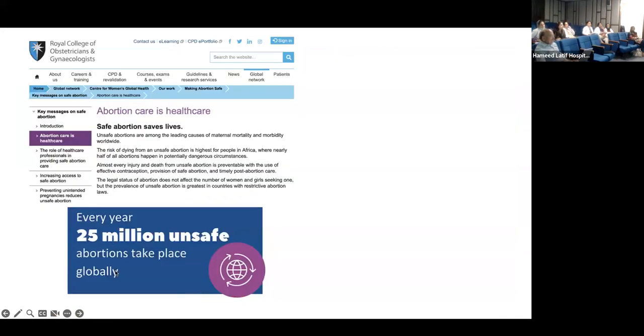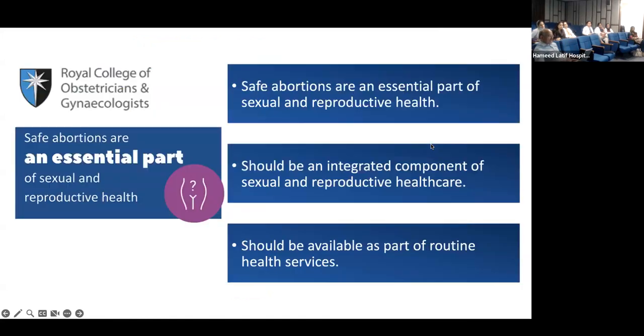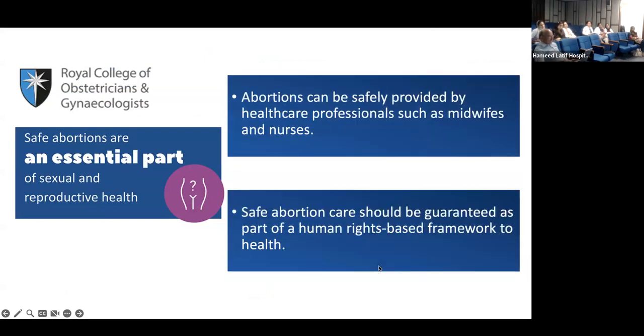So 25 million unsafe abortions take place globally. Essentially, safe abortions are considered professionally as an essential part of sexual and reproductive health. You must also be aware that abortion is considered a healthcare component and should be an integrated part of sexual and reproductive health care, available as part of routine health services, safely provided by healthcare providers such as midwives and nurses. Safe abortion care should be guaranteed as part of a human rights-based framework to health.